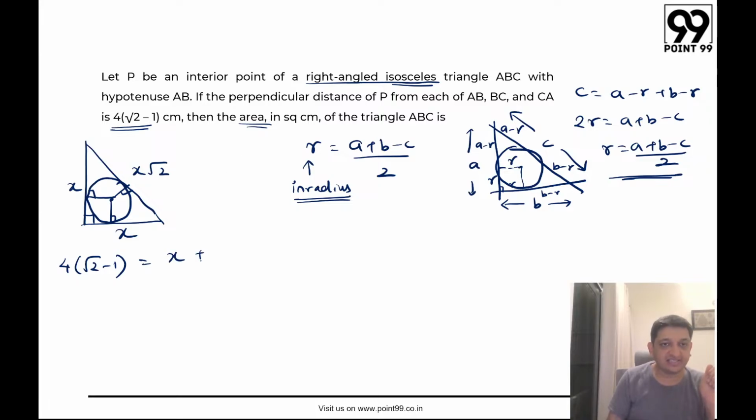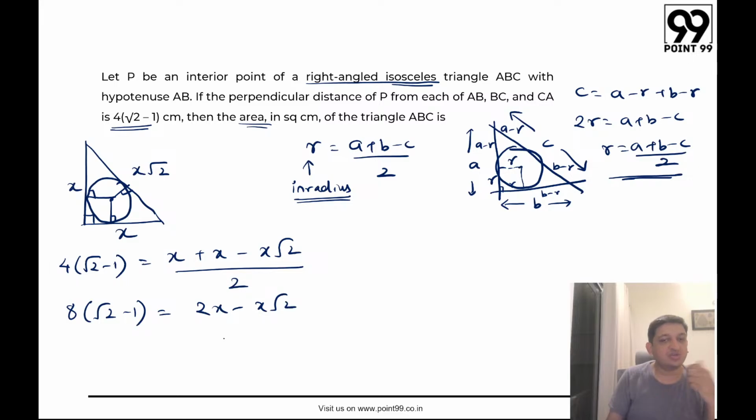a is x in this context, b is also x, and c is x root 2, and the entire thing divided by 2. That is 4 into root 2 minus 1. So I can just shuffle the terms. I can say that this is 8 into root 2 minus 1. This will be nothing but 2x minus x root 2.